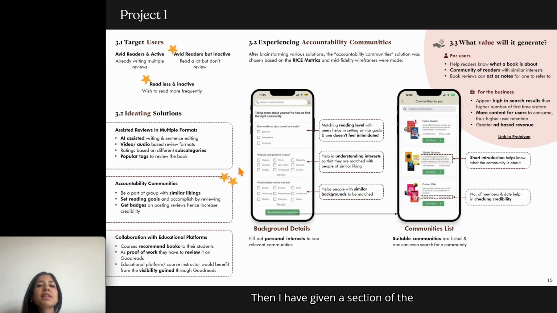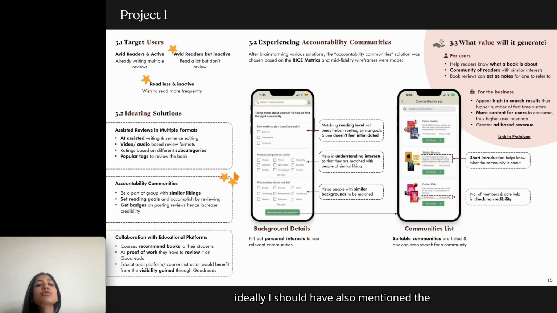Then I've given a section of the different solutions that I ideated. So, showing that I do not go ahead with the first solution that comes to mind, but I am in a practice of brainstorming, coming up with multiple ideas, and then narrowing them down. I also mentioned the key features that I had thought of within each of these design ideas.